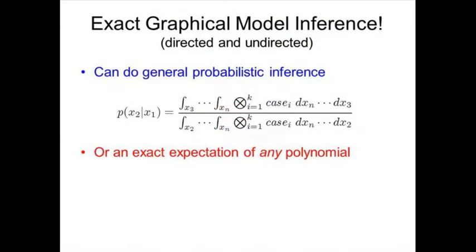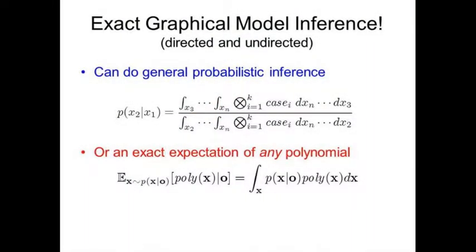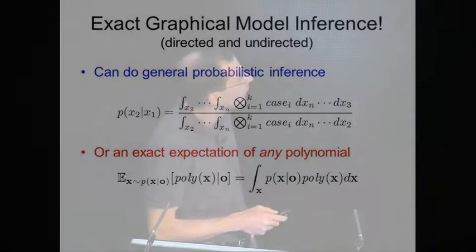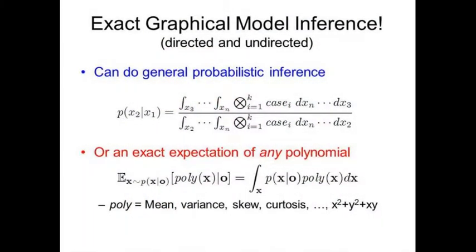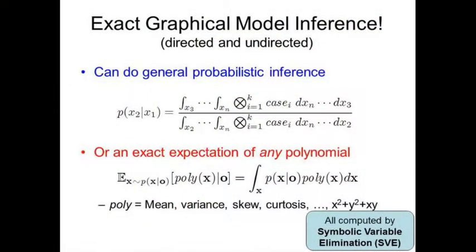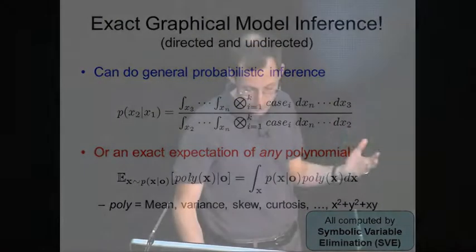Or the exact expectation of any polynomial, right? The expectation of a polynomial is just some probability distribution as a case statement that I can infer, times a polynomial, which is a trivial case statement. So mean, variance, skew, kurtosis, or your favorite polynomial, you can do all of these in closed form. And just like you do variable elimination on a standard graphical model, I call this symbolic variable elimination because you're working with these symbolic case statements. But you can generalize the idea here. And it's exact in closed form for this model.